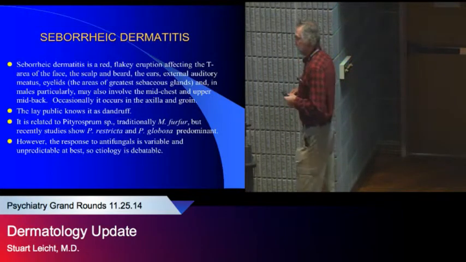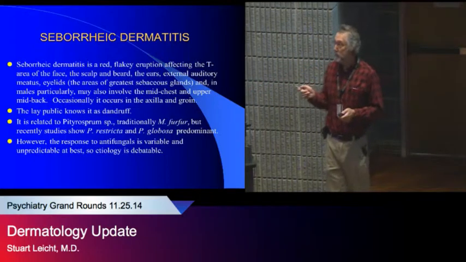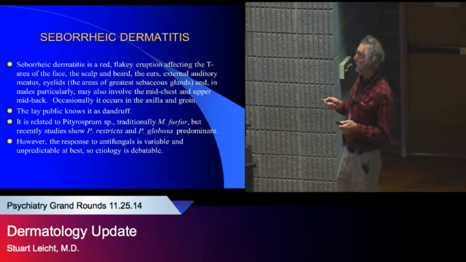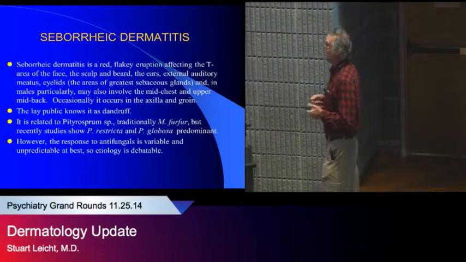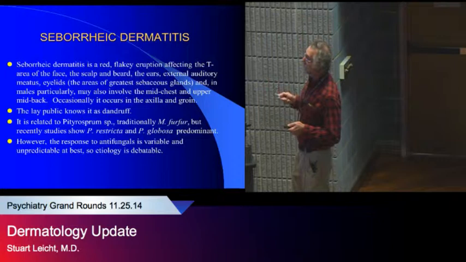Let's move on to seborrheic dermatitis. Seborrheic dermatitis is a red flaky eruption. It affects what's called the T area of the face, the scalp, the beard, frequently the ears, around the ears, the external auditory meatus. You can get it around the eyelids, which have the greatest concentration of sebaceous glands. You can get flaking within the eyelashes itself.